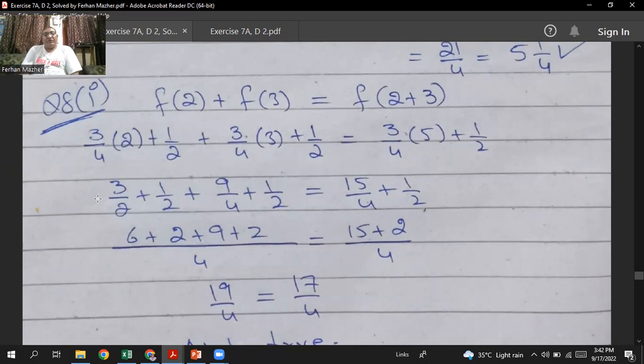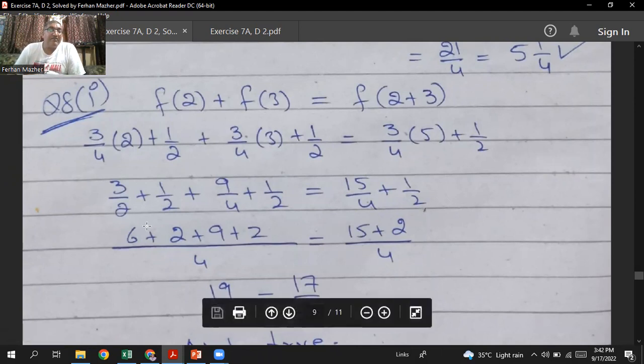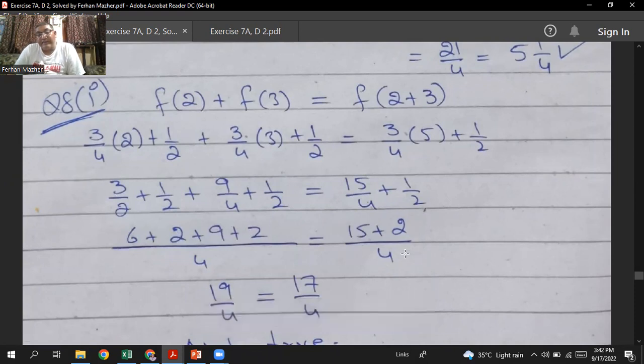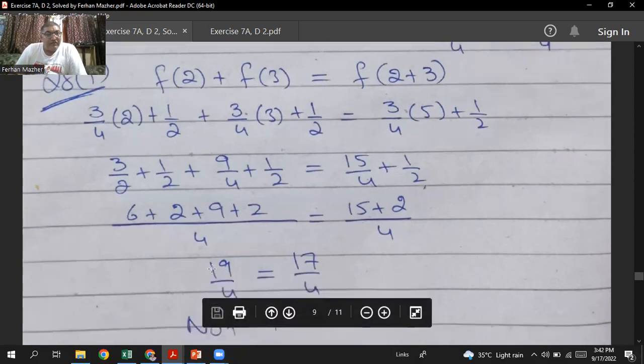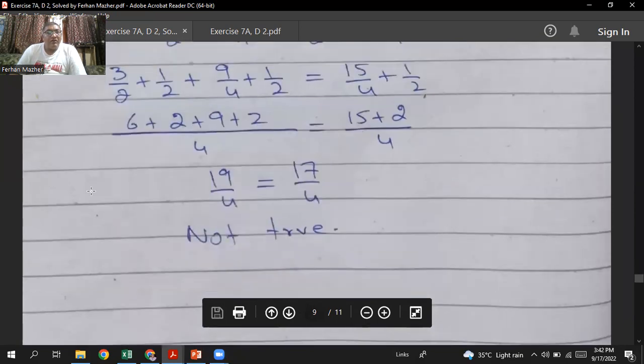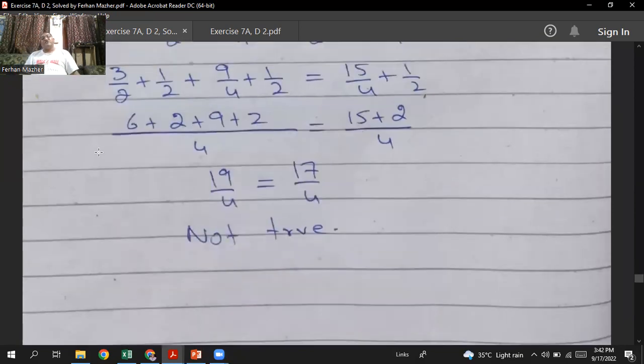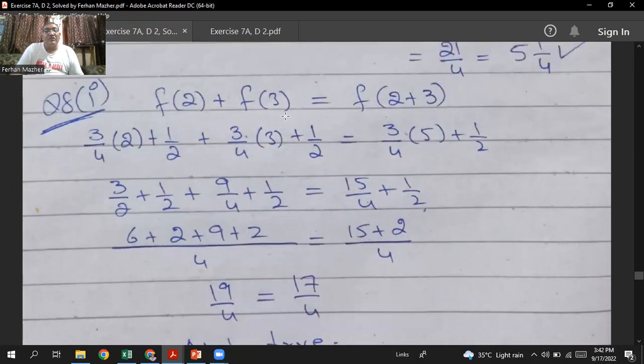Equals 15 by 4 plus 1 by 2. So here you will take the LCM on the left side. The LCM will be 4. So in the numerator, you will have 6 plus 2 plus 9 plus 2, equals, here you will take the LCM, and that will be 4. So you will have 15 plus 2, and when you add these things, you will have 19 by 4 equals 17 by 4. So the answers of both the sides are not the same. So that statement is not true.